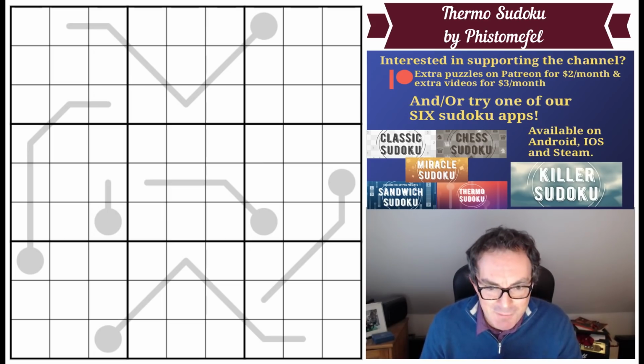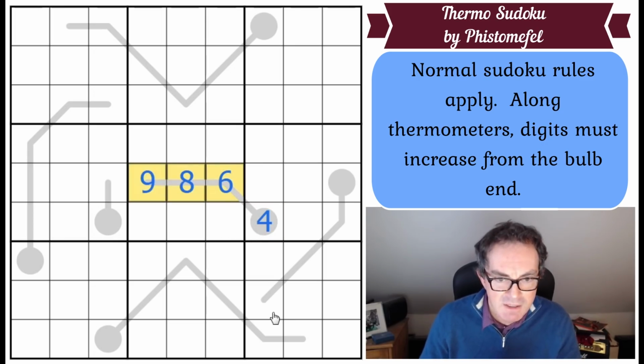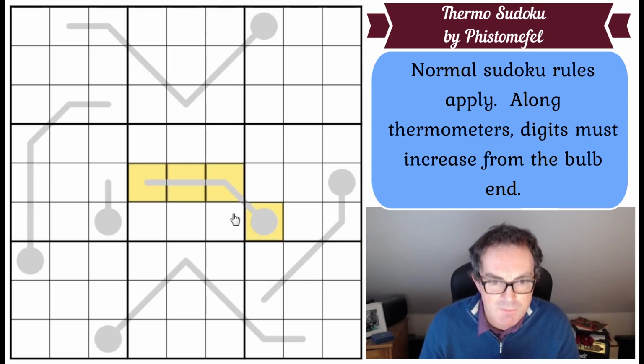Now, the rules of Phistomefel, you can see it's a very sparse looking grid really. Normal Sudoku rules apply. Along thermometers, digits must increase from the bulb end. That's it. So if you've never seen thermometer Sudoku before, the lowest digit on this thermometer would have to appear in this square. Let's make that 4. This square therefore has to be higher than 4. Doesn't have to be 5, it just has to be higher than 4. So it could be 6, then that could be 8, that could be 9, and that would be a perfectly valid thermometer.